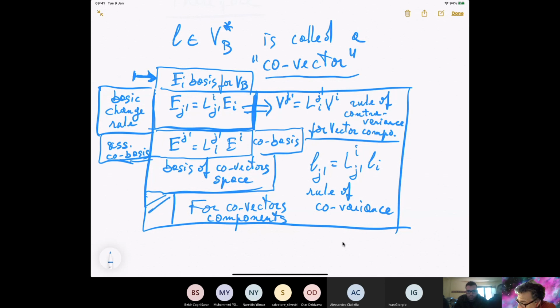Okay. So at the end of the story, we have learned how a change of variables inside a vector space is causing a systematic corresponding change of basis in the covector space, and all components of vectors and covectors change correspondingly.